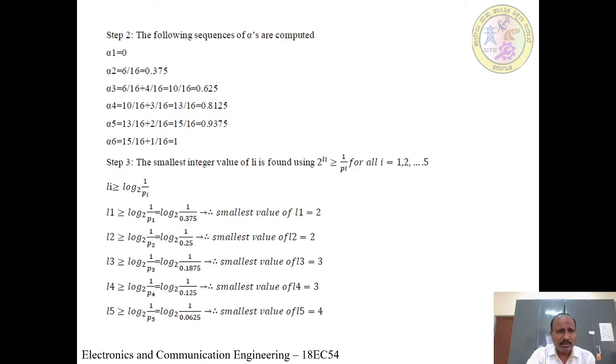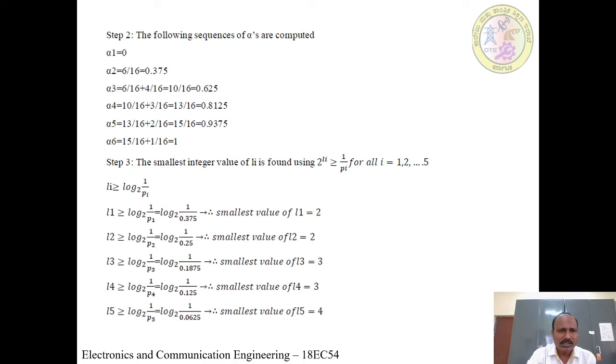Now, step 2, you have to compute the alphas in the following sequence. First, alpha 1 equal to 0. Next, alpha 2 equal to 6 by 16, that is P1, which I have written as a decimal number, that is 0.375. Then alpha 3 is equal to 6 by 16 plus 4 by 16. You will get 10 by 16.